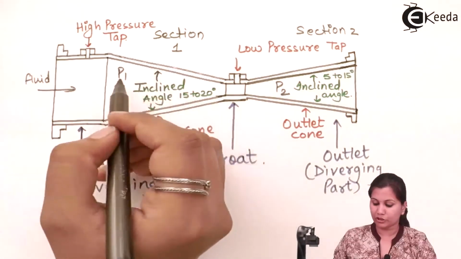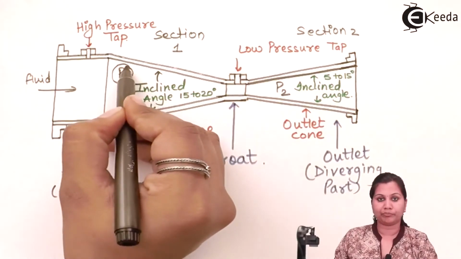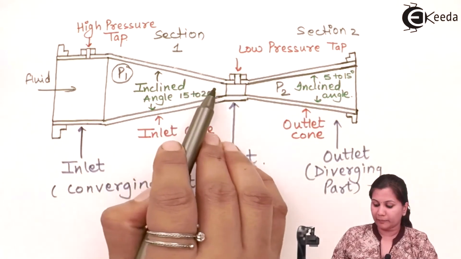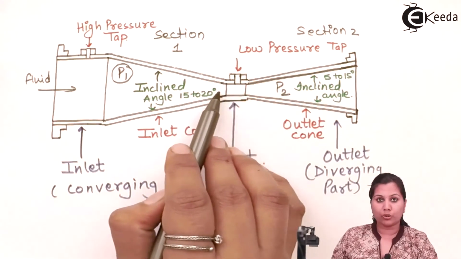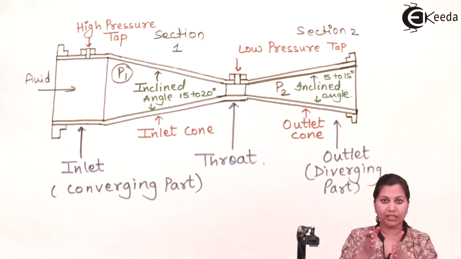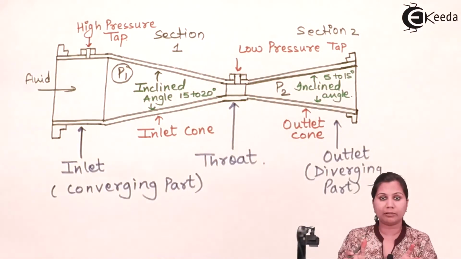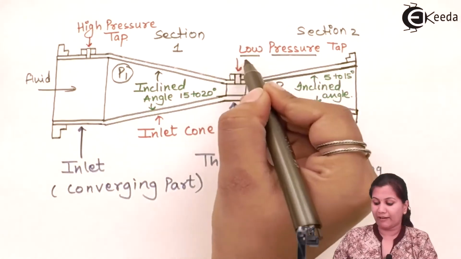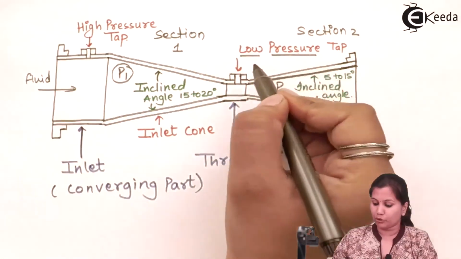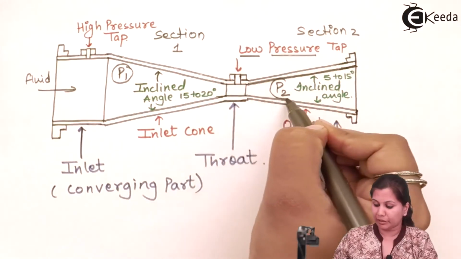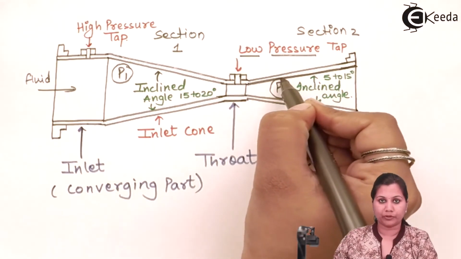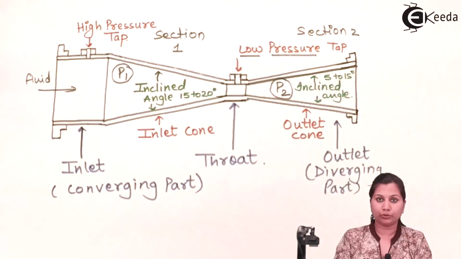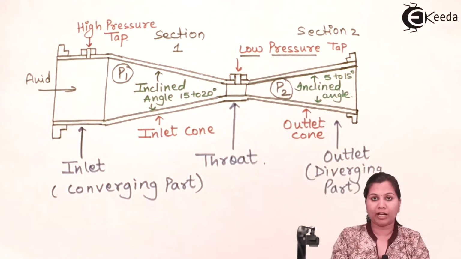From here we can measure the pressure P1. When this fluid passes through this throat, because it is a very small part, velocity will be maximum but pressure will be minimum. So here we have a low pressure tap. From here we will measure the second pressure, that is P2. And after that we will do the derivation, and with the help of that equation we can measure the flow rate.